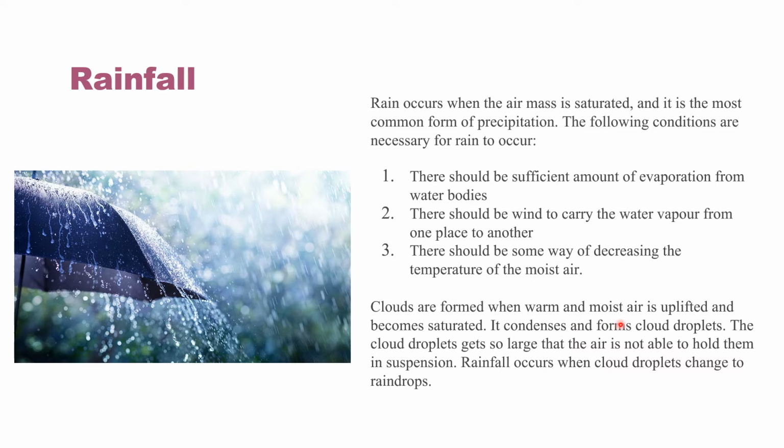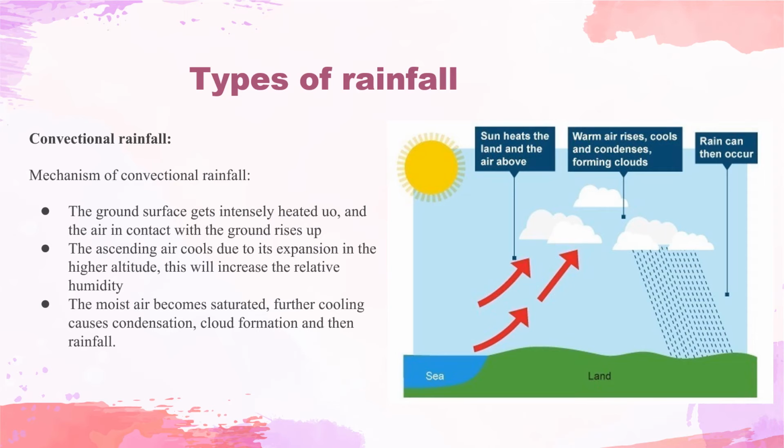Clouds are formed when warm and moist air is uplifted and becomes saturated. So when the atmosphere becomes saturated with water, then the clouds are formed. It condenses and forms cloud droplets. The cloud droplets get so large that the air is not able to hold them in suspension. So rainfall occurs when cloud droplets change to raindrops. So you can see here a good rain.